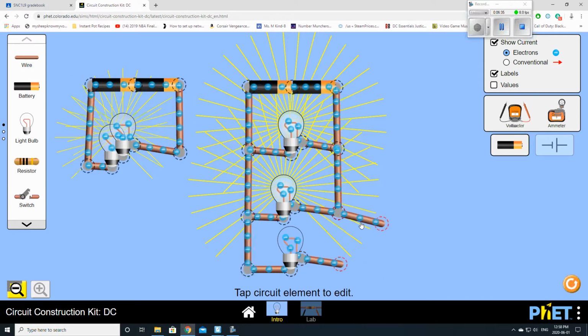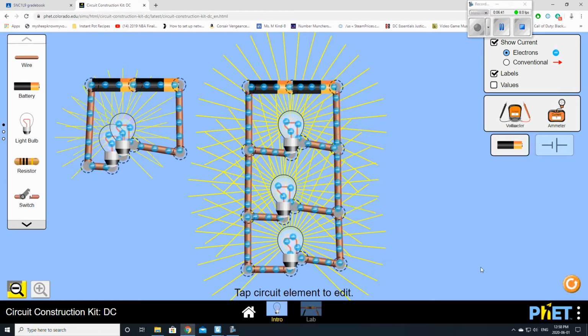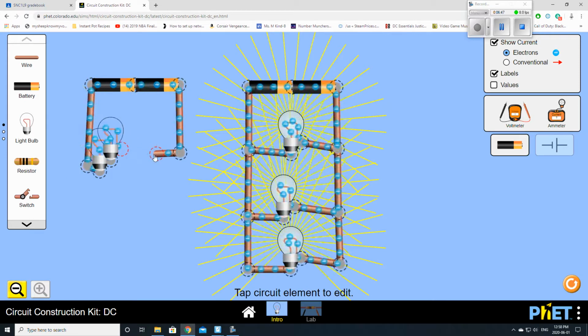Will it make everything go dimmer or will it be equal brightness? Okay, so equal brightness, still. So here what I'm going to do is add in a third one over here even, and we're going to see that it gets dimmer and dimmer and dimmer. Okay, so even less dim. So this is a series circuit. This is a parallel circuit.